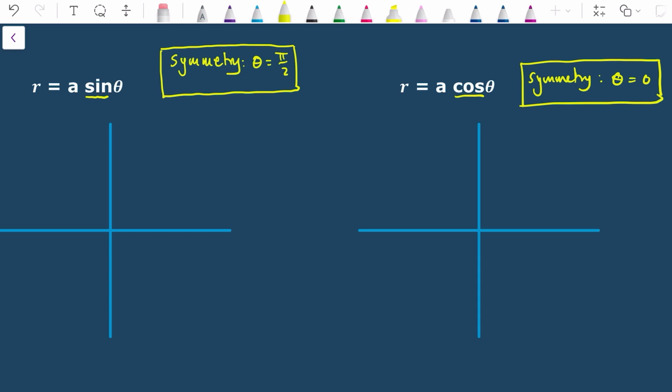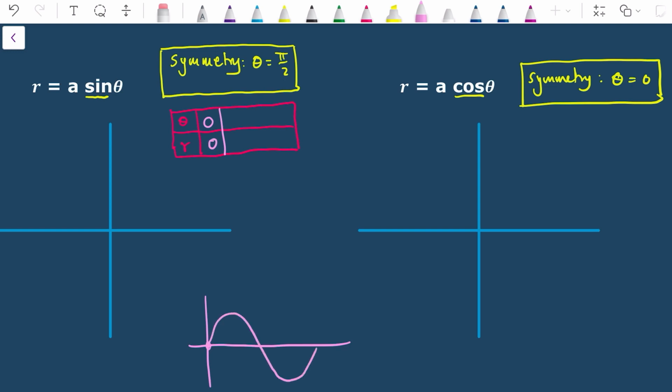I mean, we could have set up a table of values. Maybe it's useful to do this initially. Let's pick some values for theta and see what we get for r. So if theta is 0, then obviously sine of 0 is, just going to sketch this down here. Sine of 0 is 0. So I'm going to start there.